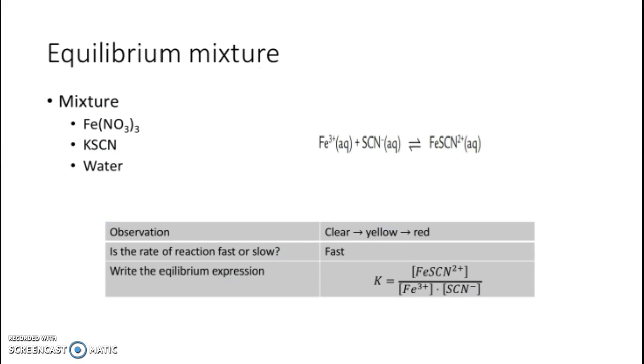For our experiment, we're going to mix an equilibrium mixture, which consists of these three chemicals, and test this reaction. When we mixed it, the observation we made was that it went from clear or colorless to yellow and then to red again. We see that the rate of reaction is very fast. And this is the equilibrium expression for our reaction.